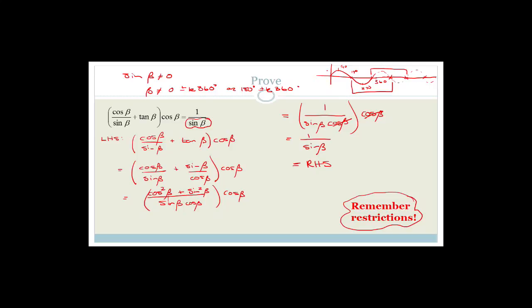So we'd always have the points covered where sine of beta would equal 0, and therefore this would be 1 divided by 0, which is undefined. So you need to say that the cases where this will not work are when beta is equal to 0 plus or minus k 360, or beta equals 180 degrees plus k 360. Okay, it is very important that you do your restrictions. Very, very, very important.